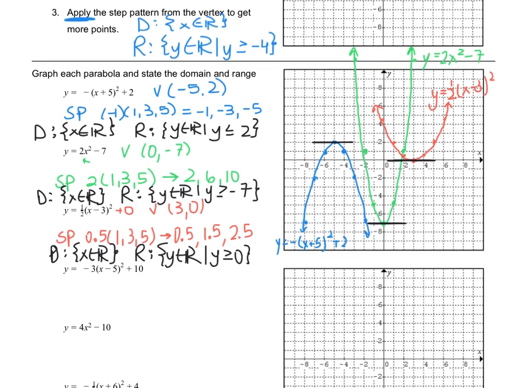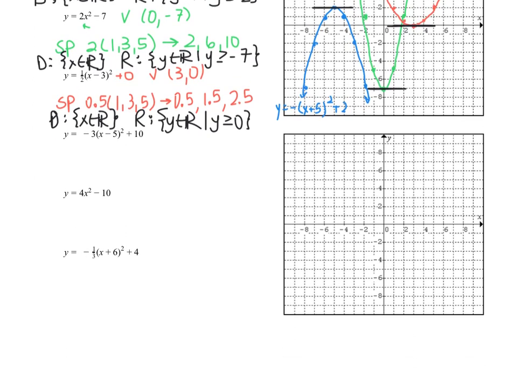Now, these last 3, I want you to try them on your own using this shortcut and identify your vertex, identify the step pattern, and then graph. So I want you to pause the video, try this next one, -3 times (x minus 5) squared plus 10. State the vertex, state the step pattern, do it on your grid, label it, then state the domain and range. Then I want you to come back and check your work before you go on to the next one.